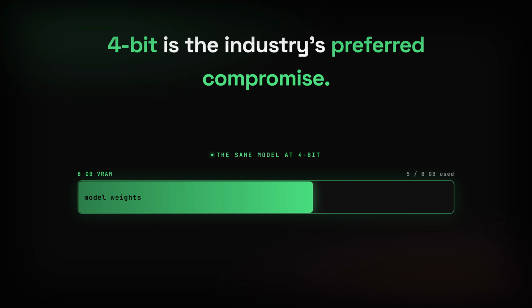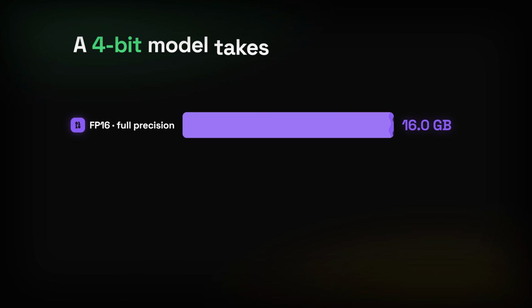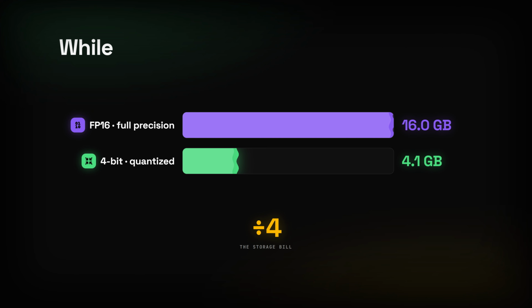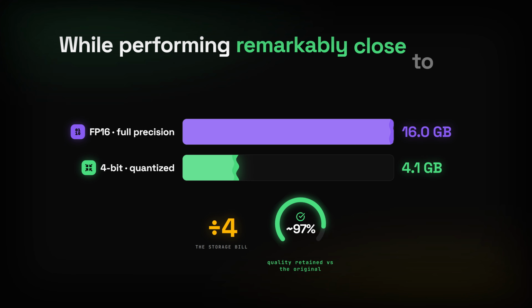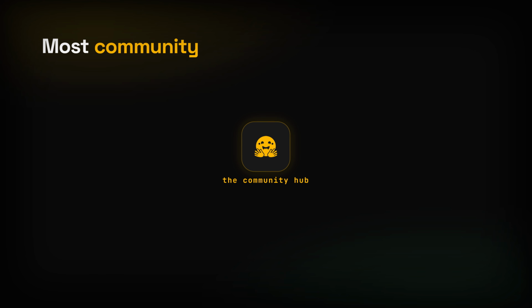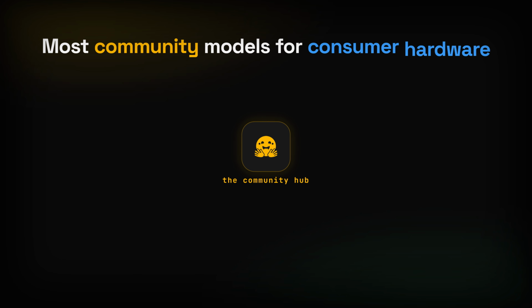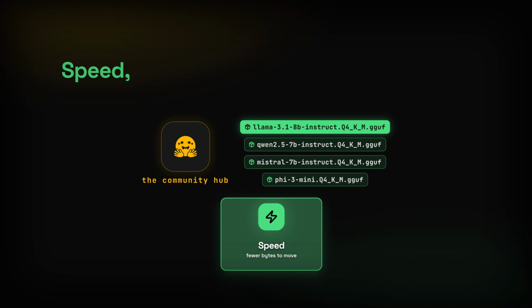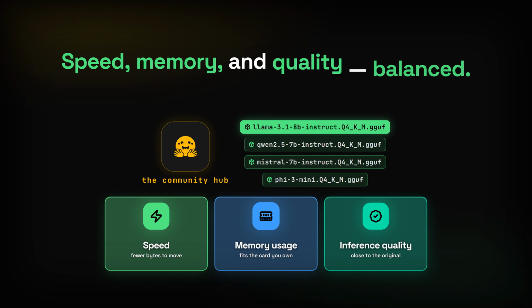4-bit quantization has become the industry's preferred compromise between model quality and memory efficiency. A 4-bit model often occupies approximately 1/4 of the storage required by a full precision version, while maintaining performance remarkably close to the original. Most community-distributed models intended for consumer hardware are released in 4-bit variants because they provide an excellent balance between speed, memory usage, and inference quality.